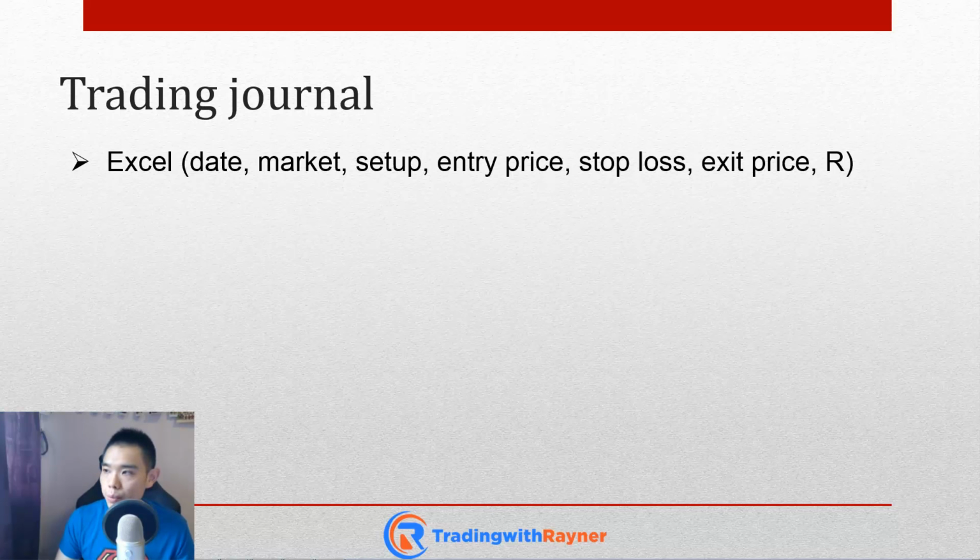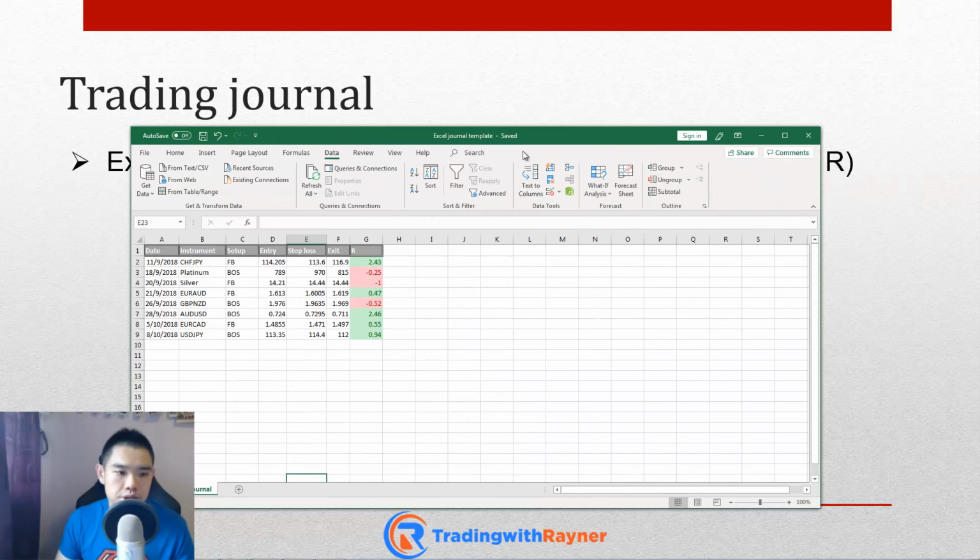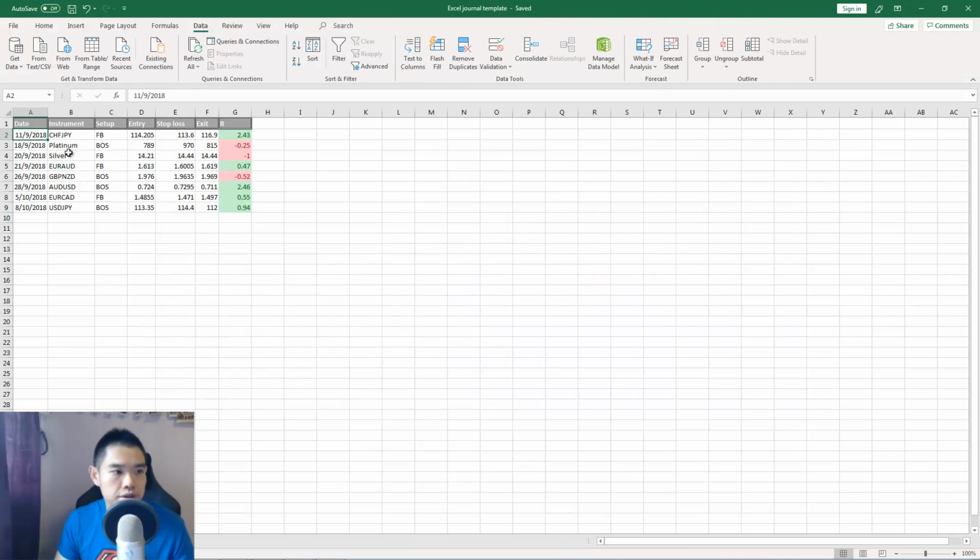So on Excel, it will look something like this. Very simple stuff. You just put in the date, the instrument you're trading, the setup name. FB for me is false break. Then the entry price, the stop loss, the exit price, and the R multiple gain on the particular trade. Once you have many trading setups or you take many trades, you can start to filter your trading setups and identify which are your most profitable and which actually cost you money.